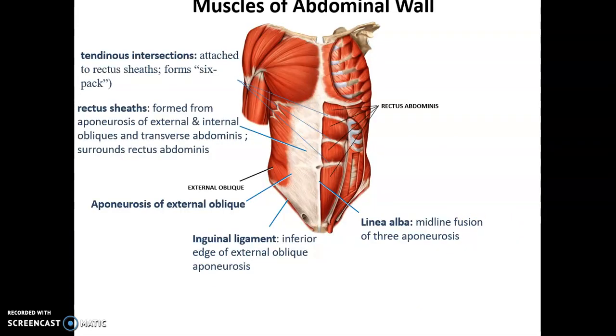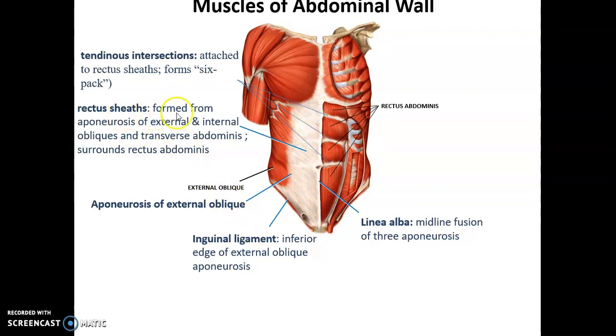Now, I think it's worth pointing out a few things. There's a lot of connective tissue in this abdominal area. This includes what's called the linea alba. The linea alba is this fusion of connective tissue structures that run down the midline. Then there are the aponeuroses of the external oblique that stretch out to the linea alba. So this is a connective tissue structure going from the external oblique and inserting into the linea alba.